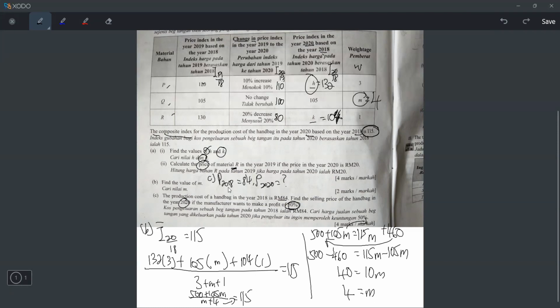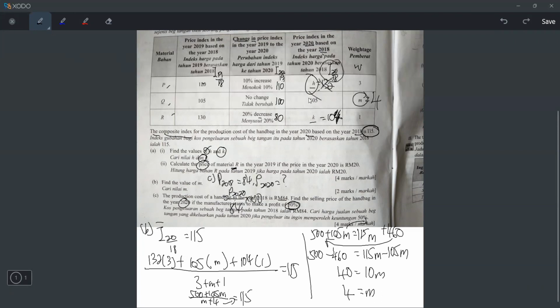Faham? Yeah. Maksudnya, now I will use the formula I equals to P1 over P0 times 100. And the P1 I will masuk what? P20, yeah. And then the bawah one I will masuk what? 84, 2018, which is 84. And then for the I, I will masuk I for what year? 2020 or 2018, because that's the year I masuk atas bawah just now.